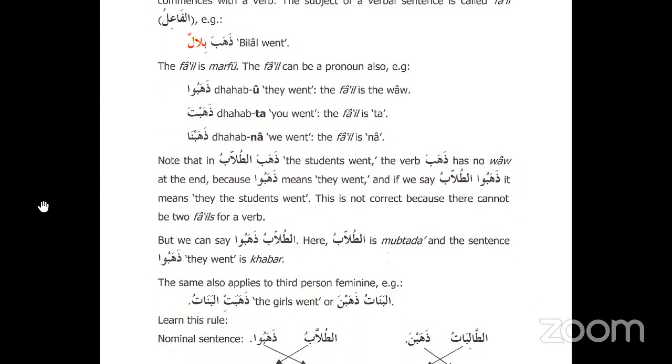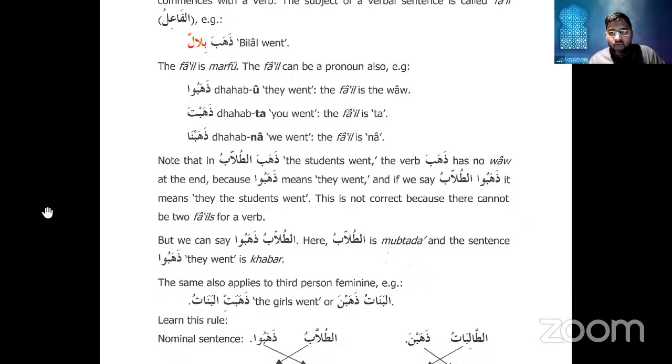Note that in zahaba at-tulabu, the students went, the verb zahaba has no waw at the end, because zahabu means they went. And if we say zahabu at-tulabu, it means the students went. It makes sense. Yeah, it makes sense.